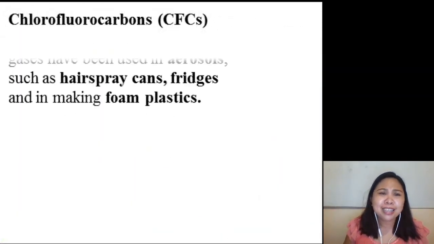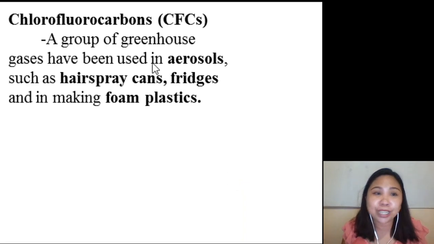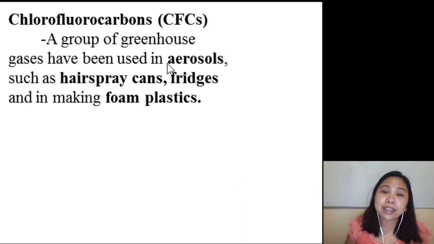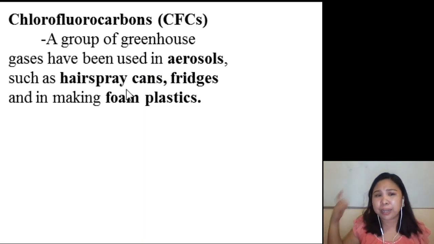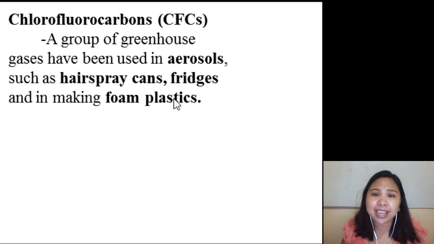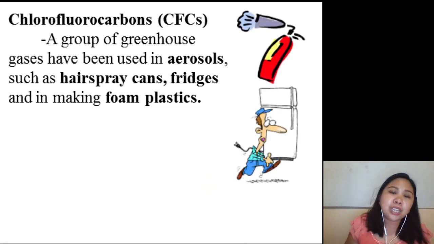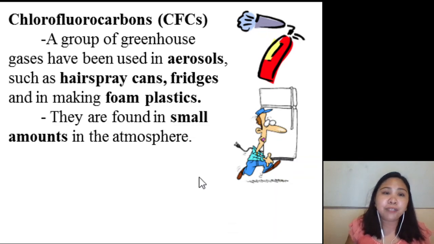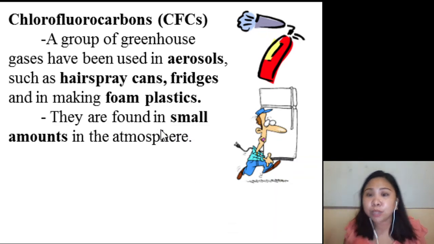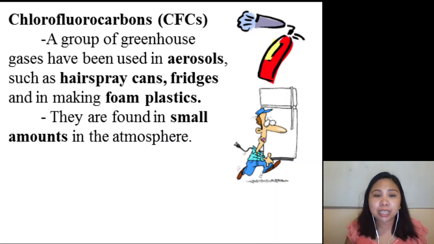Ano po, class? So, chlorofluorocarbons is a group of greenhouse gases that have been used in aerosols. So, nabanggit ko na to kanina, such as hairspray cans, yung mga pinang-i-spray natin, sa mga fridge, ayan, yung mga refrigerant, and in making foam plastics. Okay po, so usually, yan yung mga sources, class, ng mga chlorofluorocarbons. So, they are found in small amount in the atmosphere. Small amount lang siya. So, pag nadamihan, so yun po yung magiging effect niya.